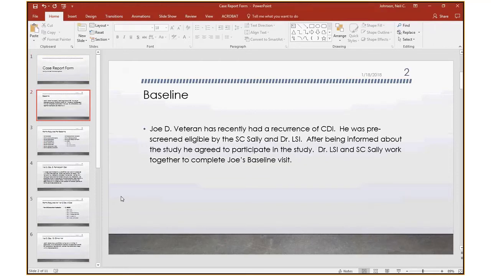I'd like to introduce you to Joe D. Veteran. Joe D. Veteran has recently had a recurrence of CDI. He was pre-screened eligible by Site Coordinator Sally and Dr. LSI. After being informed about the study, he agreed to participate in the study. Dr. LSI and Site Coordinator Sally worked together to complete Joe's baseline visit.